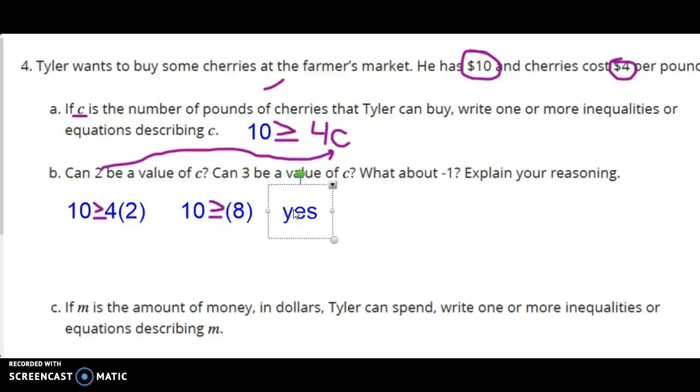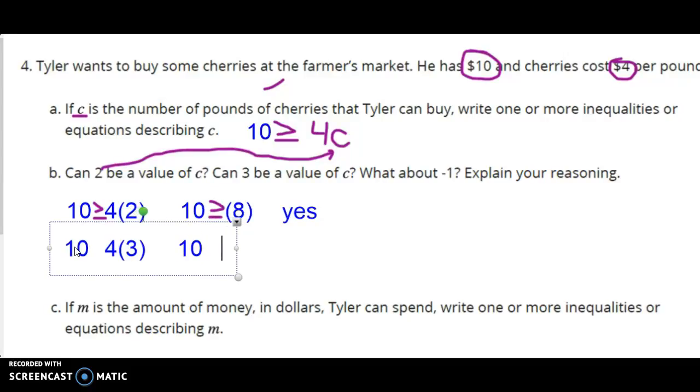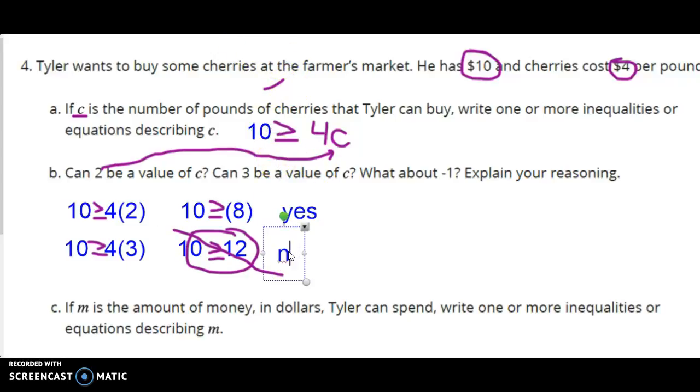Let's test 3. Can 3 be a value of C? So this time I want to know, is 10 greater than or equal to 4 times 3? So that looks like 10 is greater than or equal to 12. Is that a true statement, class? No, it is not. So this inequality is actually not true. I'm going to circle it and draw a slash. So my answer to that question is no.